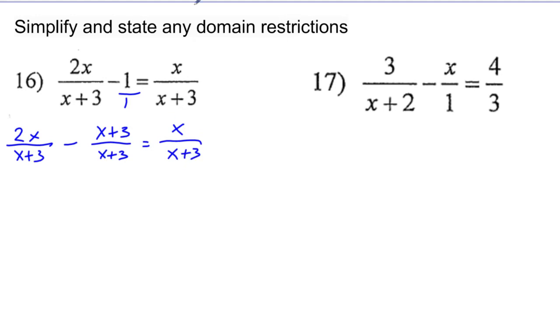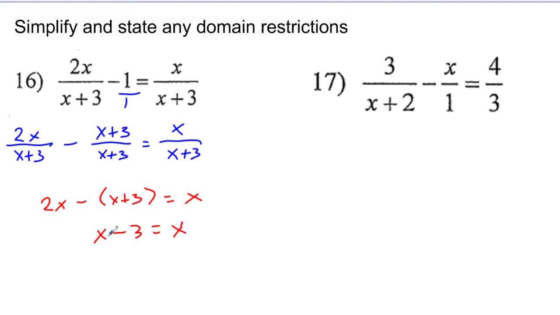So that means that I can really rewrite this problem and say this is really 2x minus x plus 3, and that should equal x. Okay? So let's subtract. This says 2x minus x. Well, 2x minus x is just x minus 3. Okay, equals x. And so a weird thing happens here.